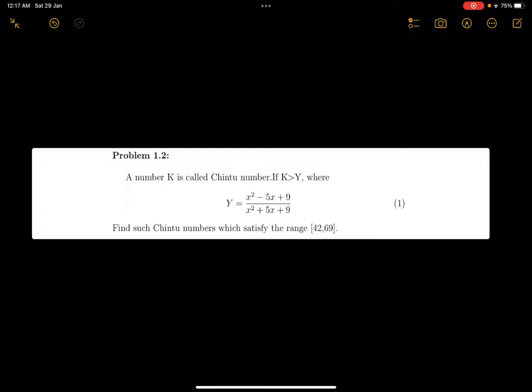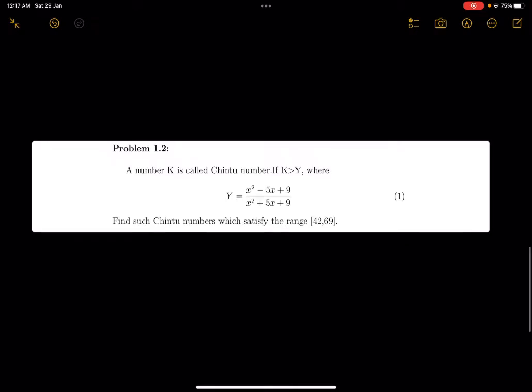So here we have the second question of the set, where it asked, a number k is called Chintu number if k is greater than y, where y equal to x square minus 5x plus 9 upon x square plus 5x plus 9. Find such Chintu numbers which satisfy the range 42 to 69. So here we have to find out the number of k's which satisfy in the range. So feel free to pause the video again and try to solve it.